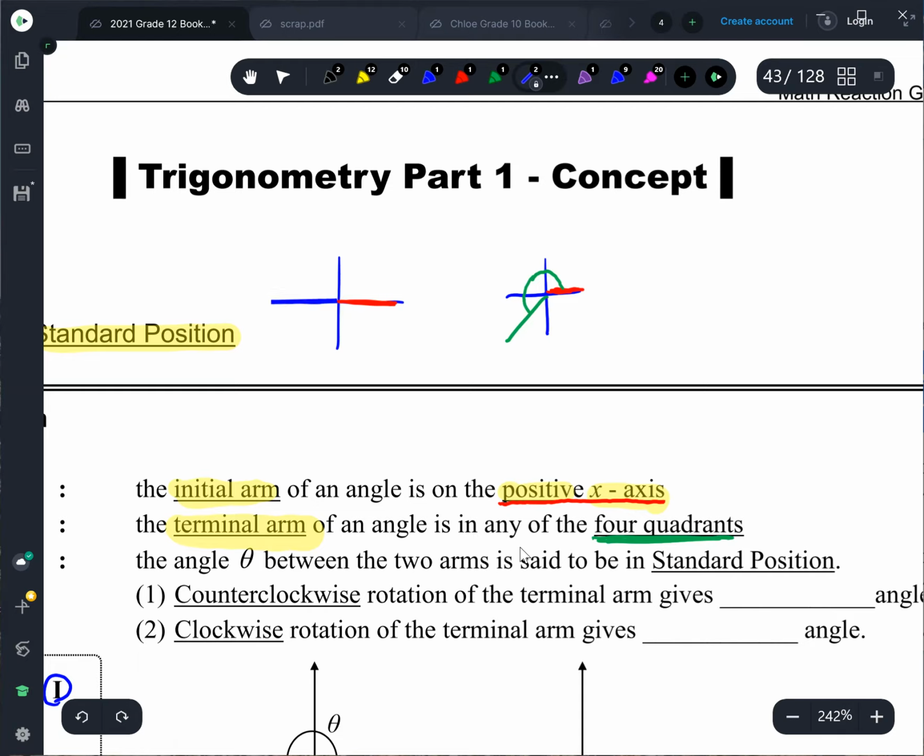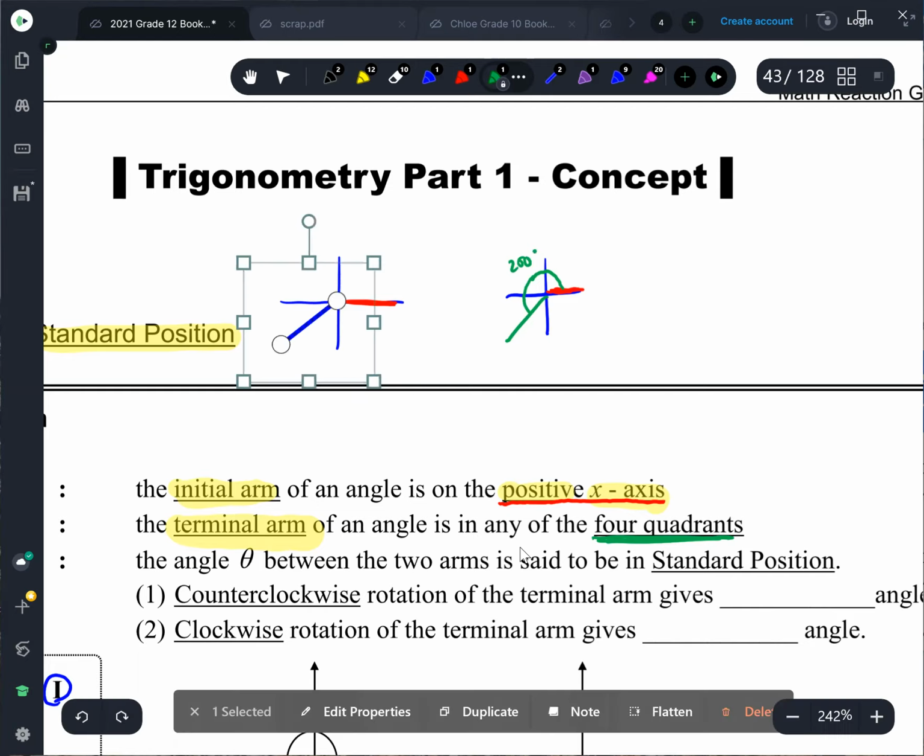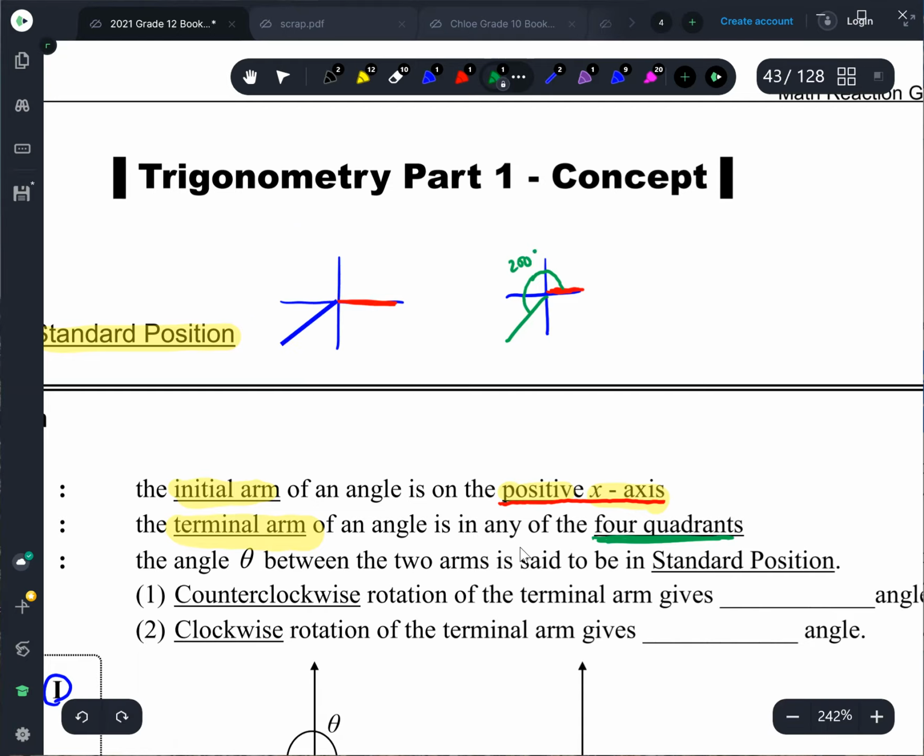Very good. Now if it stops in the third quadrant, what could that be? Like 200. Yes, it could be 200. So this angle could be 200 degrees. Make sense? Right, now let me ask another person. If it keeps on turning to the fourth quadrant, how big could that be, Jenny?